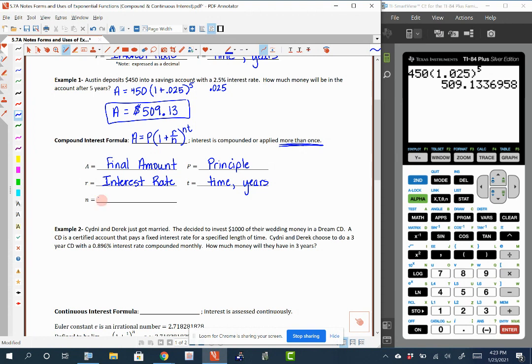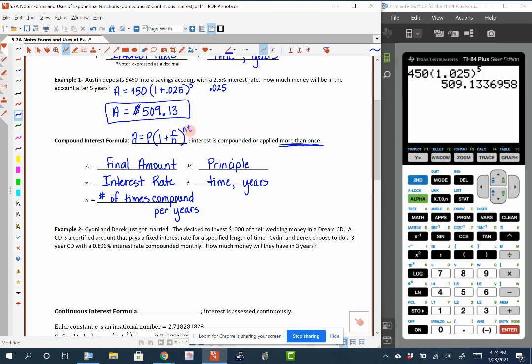So N, this is our difference here. This is going to be the number of times we're going to compound, which means we're going to have it happen per year. So we're still thinking in terms of years, but how many times is it going to happen in a year? That's why our compound interest formula has that R divided by a certain number of times a year. Are we going to do it twice a year, 3 times a year, 4 times a year?